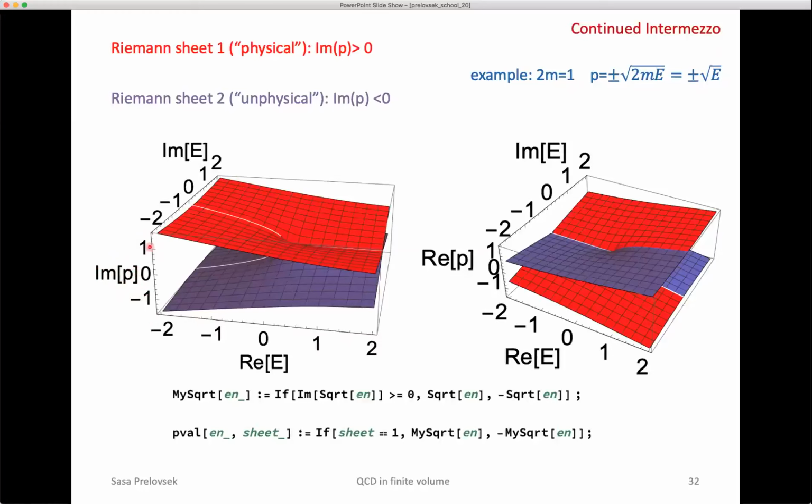For the imaginary part of the momentum, you always have two solutions, plus or minus. If the imaginary part is positive, you are on Riemann sheet one, which I color red. If the imaginary part is negative, you're on Riemann sheet two, which I color violet. And for the real part, this is how the Riemann sheets are: Riemann sheet one is red and the other one is violet.